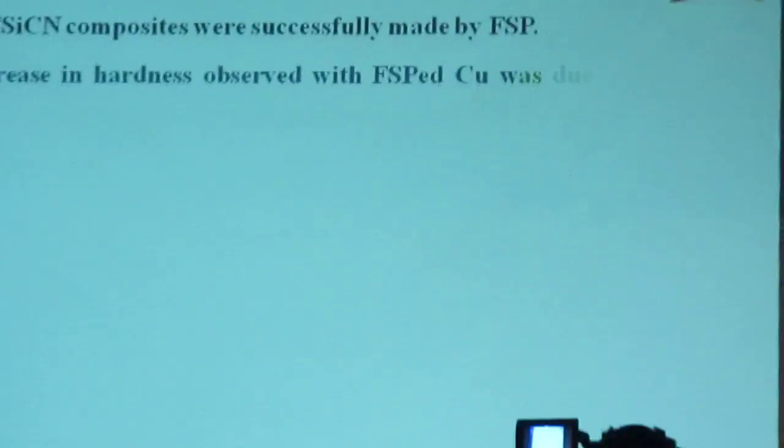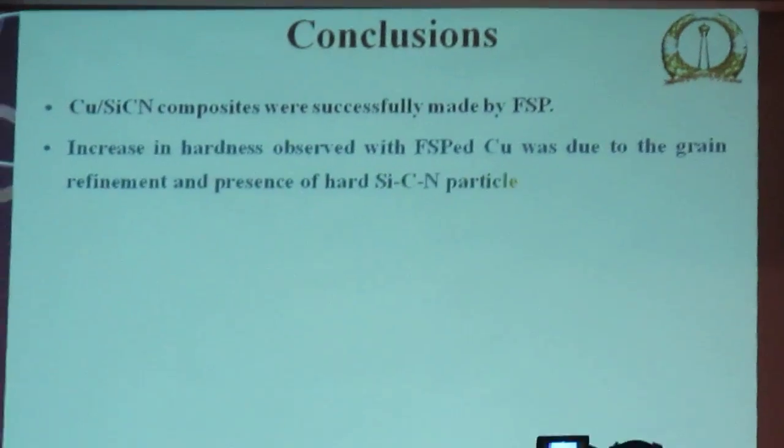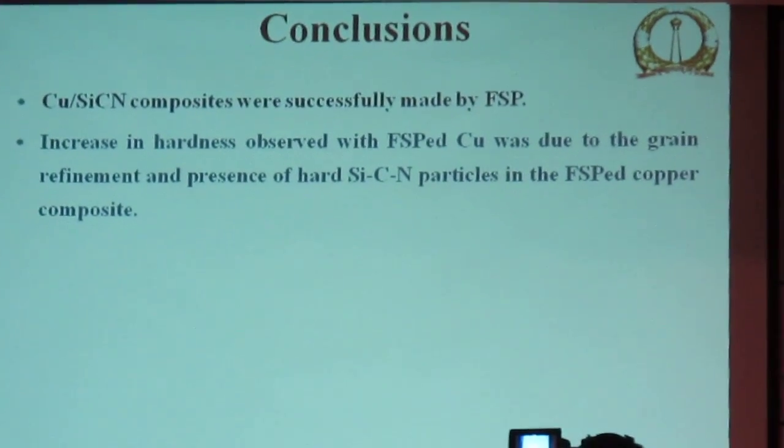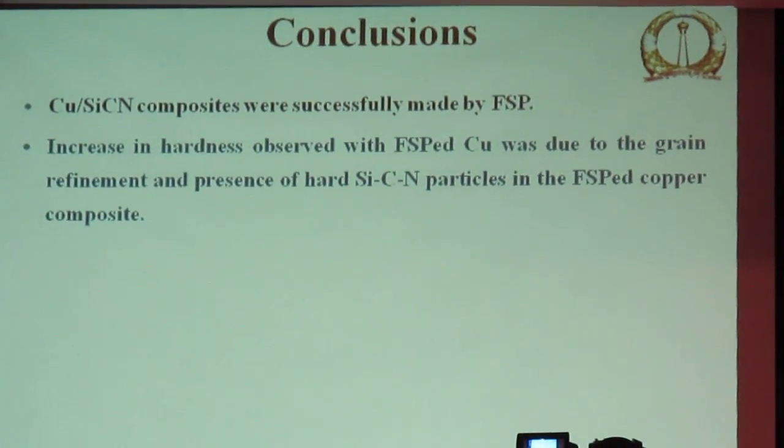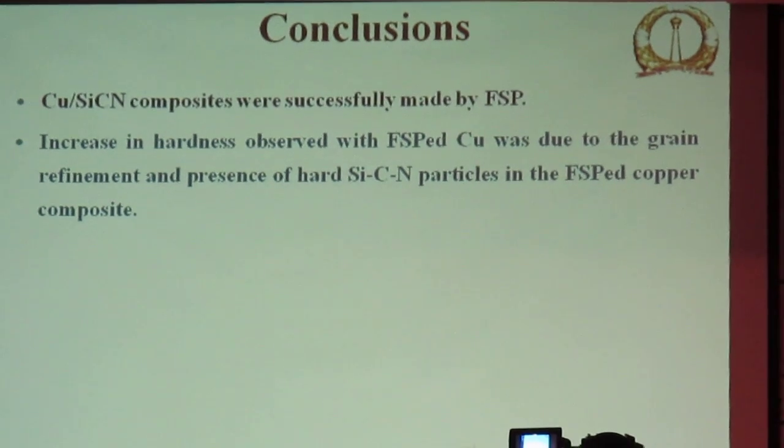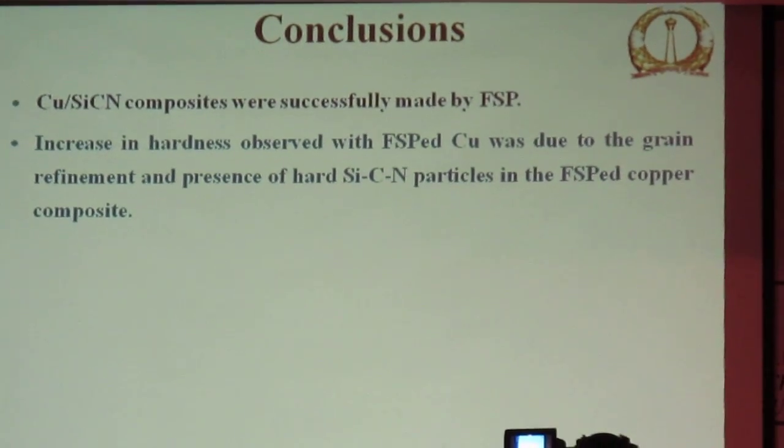Now I will come to conclusion. After that we conclude that these copper SiC composites were successfully made by FSP, and the increase in hardness in FSP copper was due to grain refinement and the presence of hard particles in the composite.